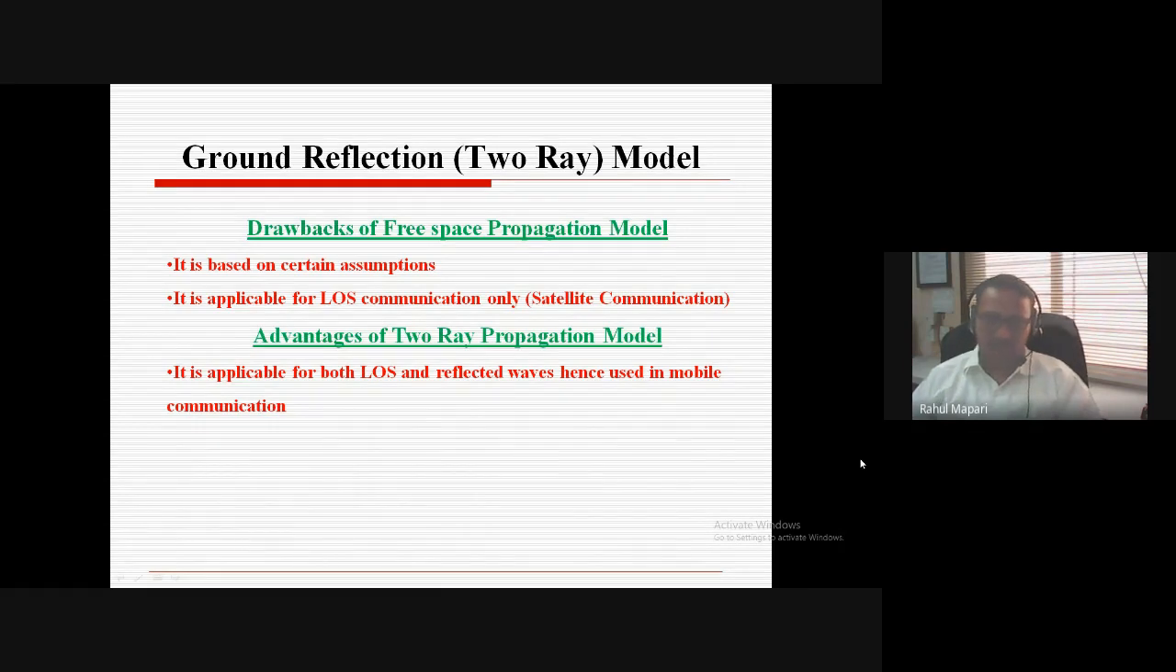Now, first we will see the drawback of the free space propagation model. It is based on certain assumptions and it is applicable for line of sight communication only, like satellite communication. Line of sight communication means the transmitter to receiver directly. And it is not applicable for other cases, because in mobile communication, it rarely happens.